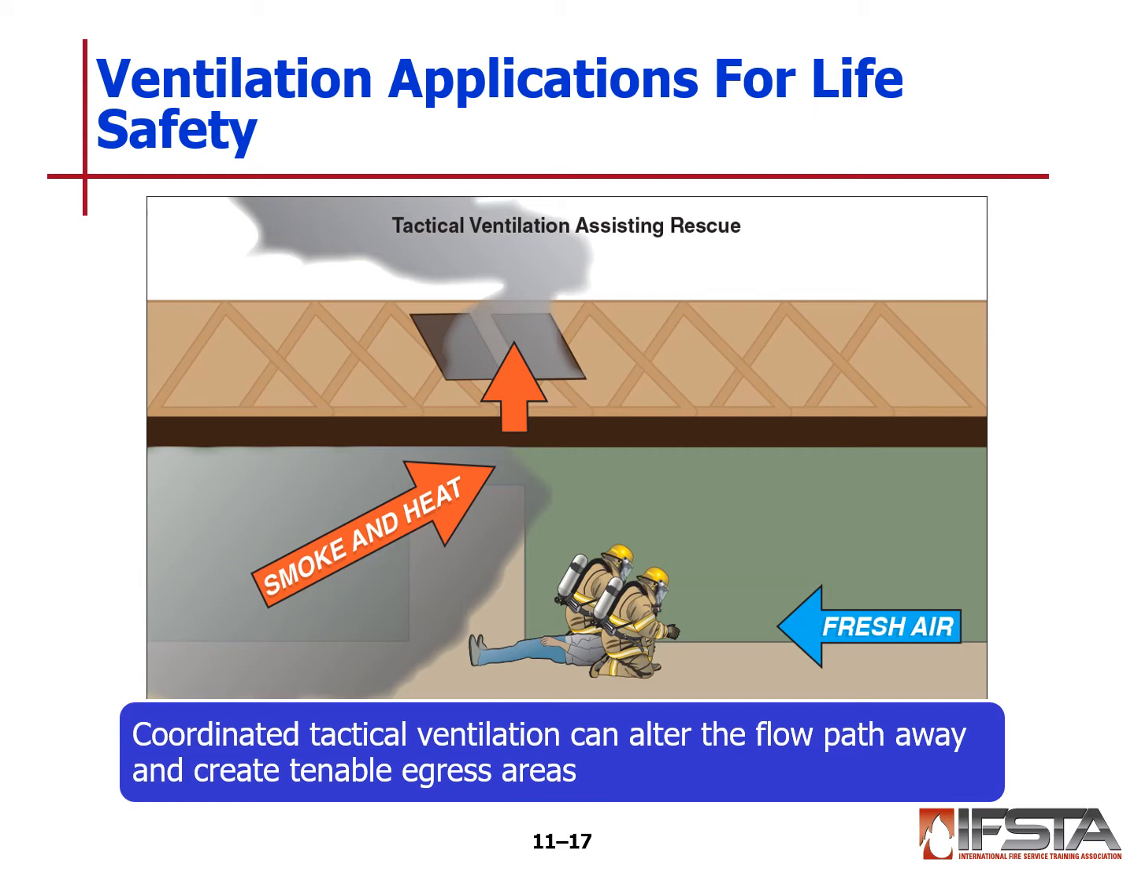Application of ventilation for life safety. A coordinated tactical ventilation can alter the flow path away and create tenable egress areas. So again, we want to coordinate where we place our openings. Typically, we would place an opening over the seat of the fire or near it, because that's where the gases are the hottest, and that's where we want to exhaust that. Doing this correctly and coordinated can mean that we are making a situation better ahead of that seat of the fire.